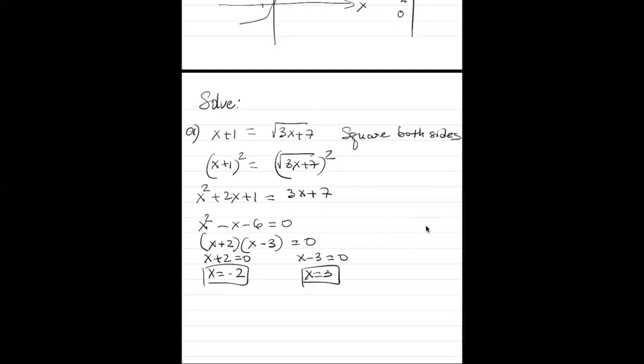But we must check. So check if x equals -2 works. If we check it, it's going to be -2 plus 1. Does that equal the square root of 3 times -2 plus 7? So we have a problem, this is equal to -1. And so we know this is not possible for a square root to equal a negative number. So we're going to reject this solution, and so only x equals 3 is our solution.